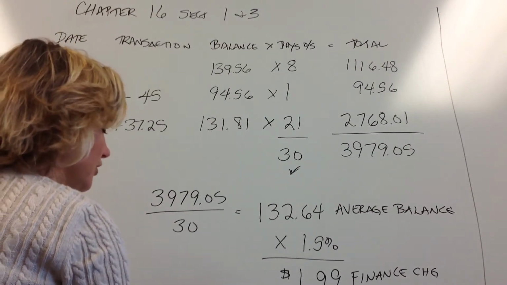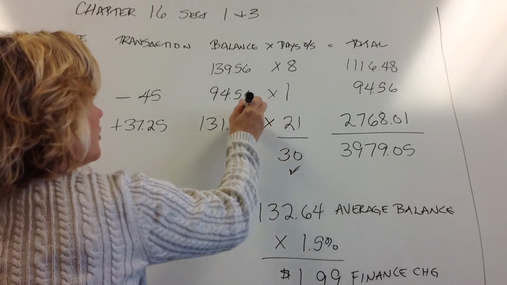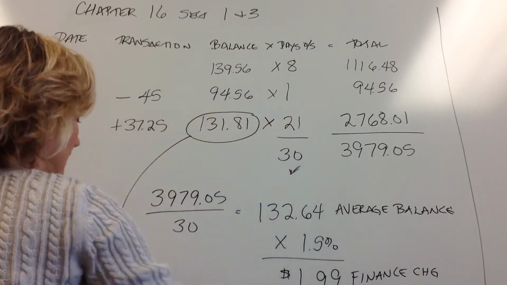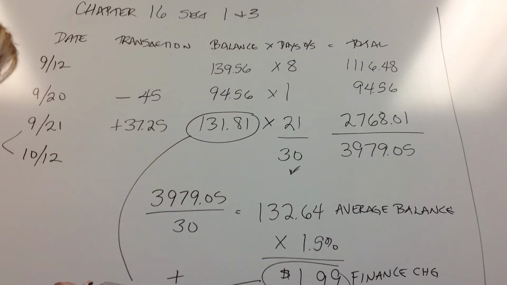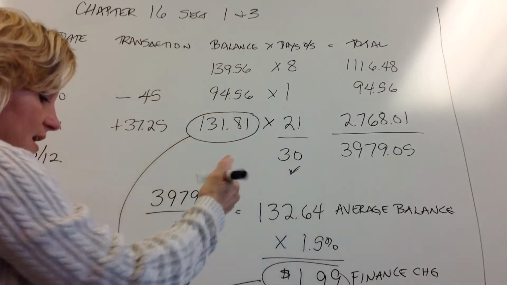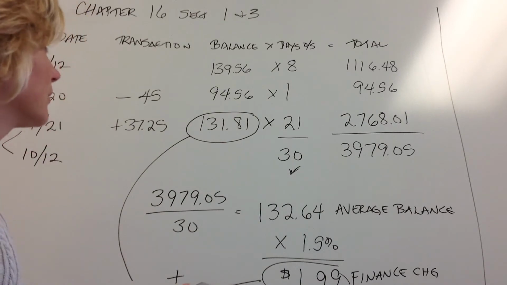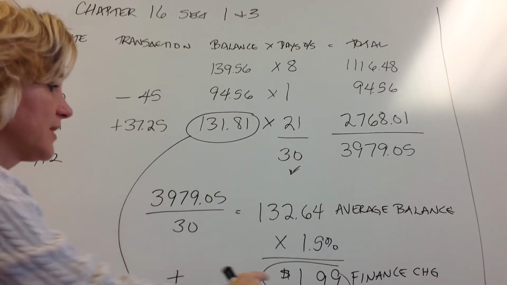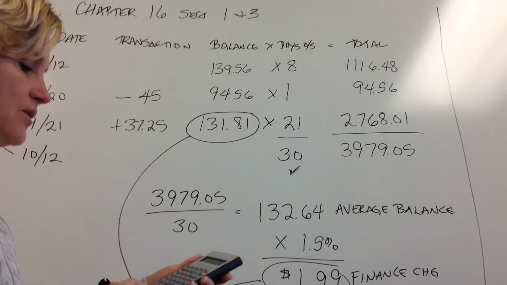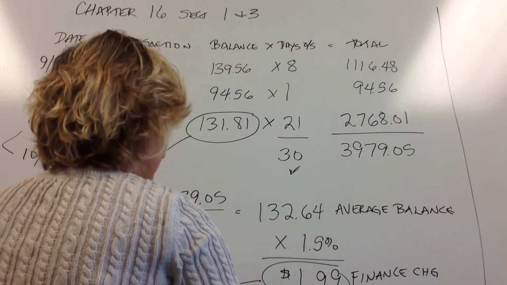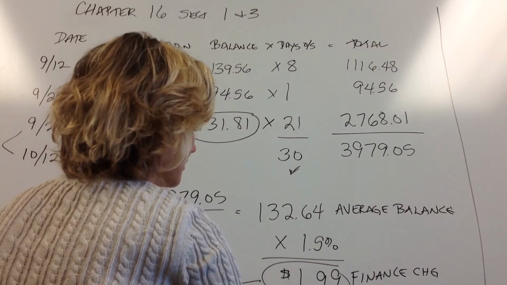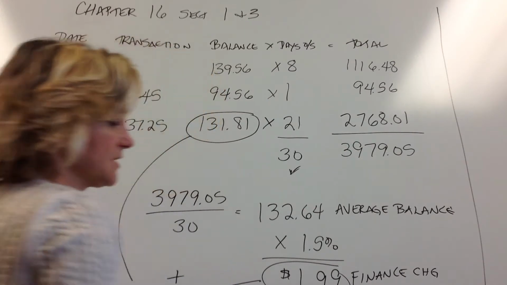So your amount due is going to be where your balance ended plus your finance charge. So after all of my transactions, my account ended at $131.81, but then based on the balances that I carried, the bank charged me $1.99. So $133.80 is my amount due.